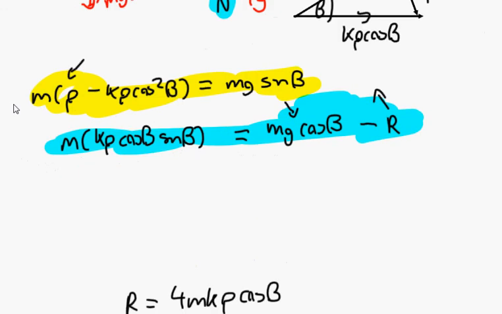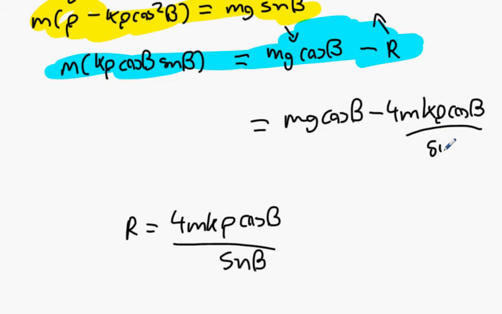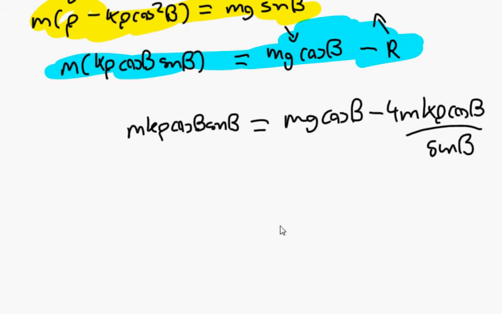Okay. So what did we get on its own again? Oh, that there, wasn't it? But that was R on its own, wasn't it? So now we're plugging it into the green slash blue equation. So it's mg cos beta minus 4 mkp cos theta over sin beta, yeah? And that equals mkb cos beta sin beta. Is there anything that can disappear out of everything? The m's can go, can they? What else can go? Cos betas can go.